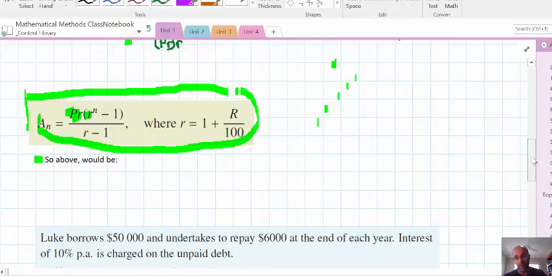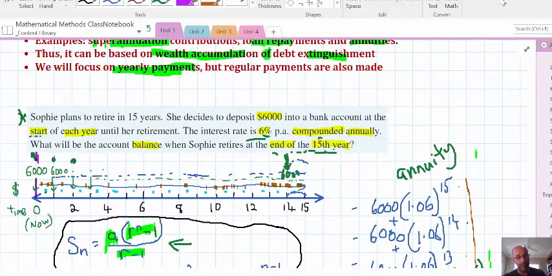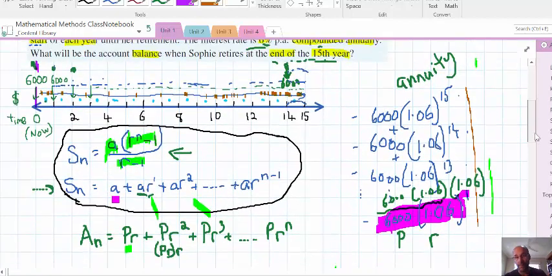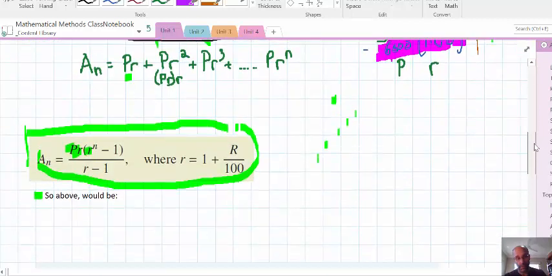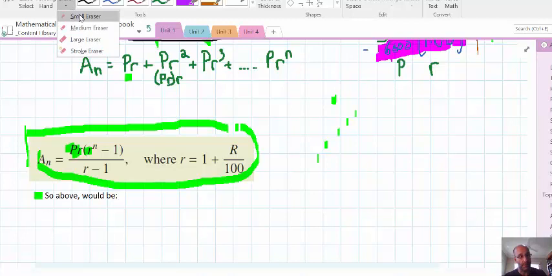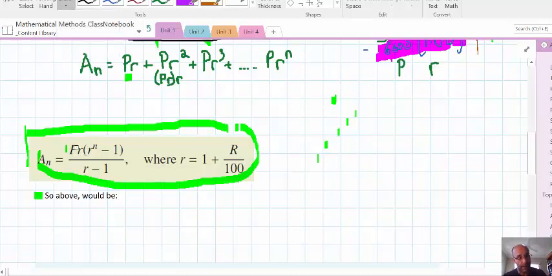Now that we've identified these elements, the above situation with Sophie could be calculated in a far more efficient manner by just subbing into this formula now that we've had our chance to establish it. Okay, so let's do that then. We just need to identify all the parts of the formula, so let's do that.